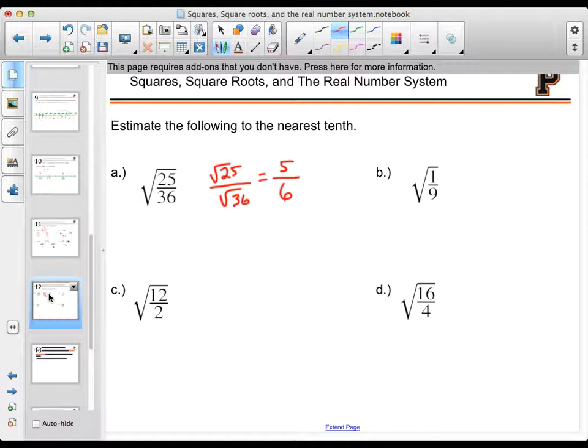For B, square root of 1 over 9. Again, 1's a perfect square, 9's a perfect square. So we would do square root of 1 over the square root of 9, and then simplify the problem. This would be just equivalent to 1 over 3.